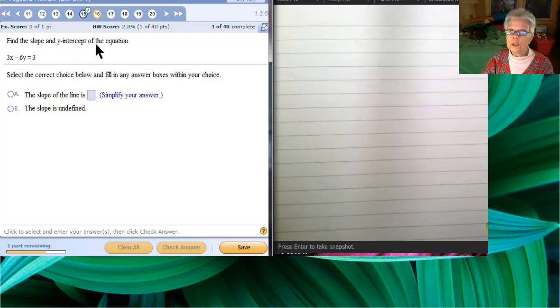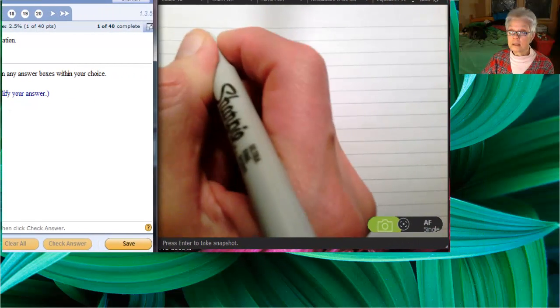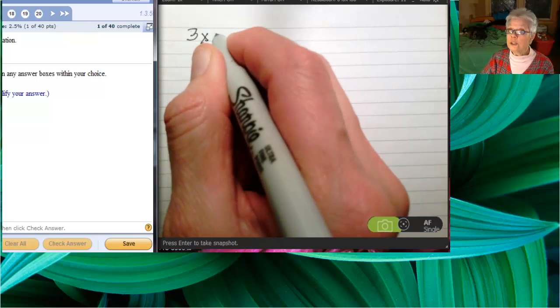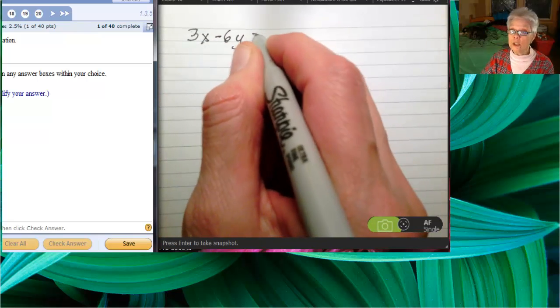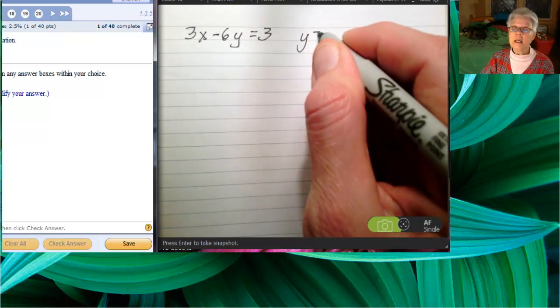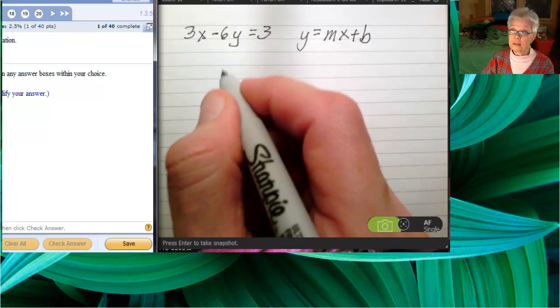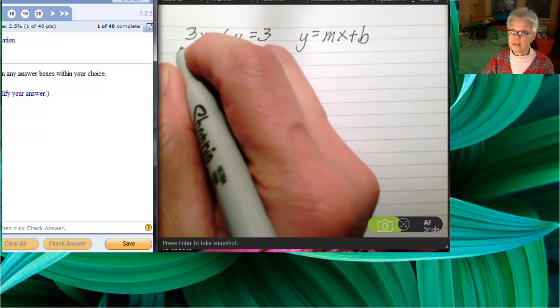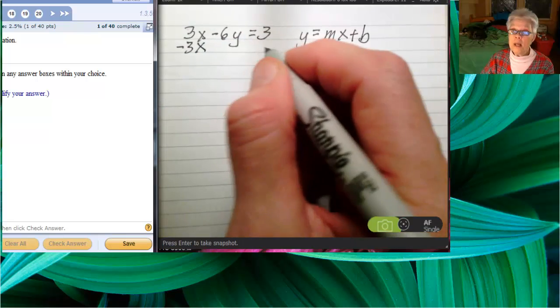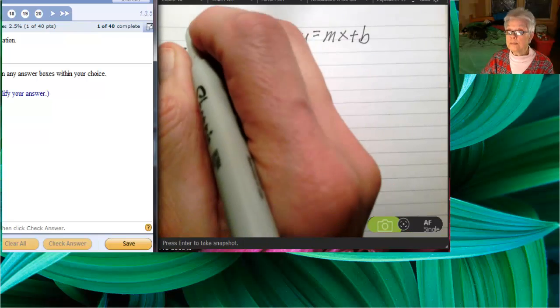Now we're going to find the slope and the y-intercept from a standard form line, 3x minus 6y equals 3. Our strategy will be to change this equation from standard form, ax plus by equals c, to slope-intercept form, y equals mx plus b. That way we'll immediately know the slope and the y-intercept.